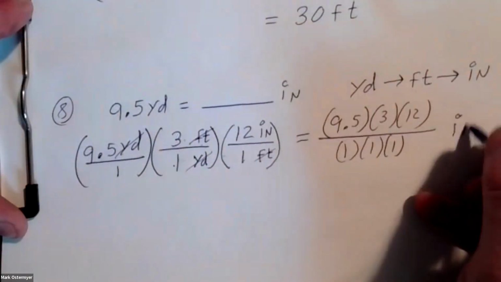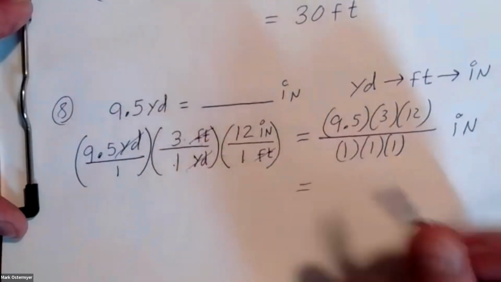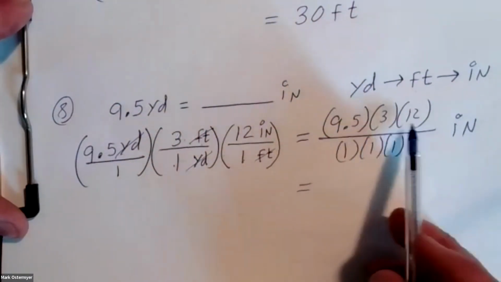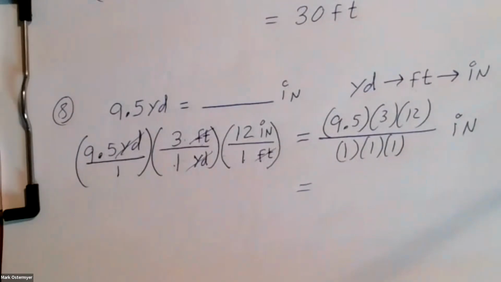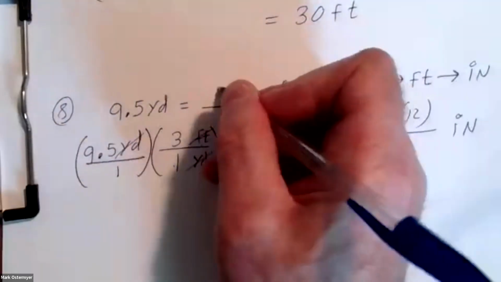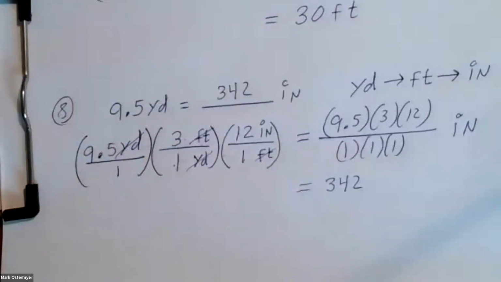And the units will be what? Inches. Get on your calculator and dial this up. What's 9.5 times 3 times 12? You got your answer. Go ahead and do that. What does that give you? 342. So therefore, 9.5 yards is 342 inches, and we are done.